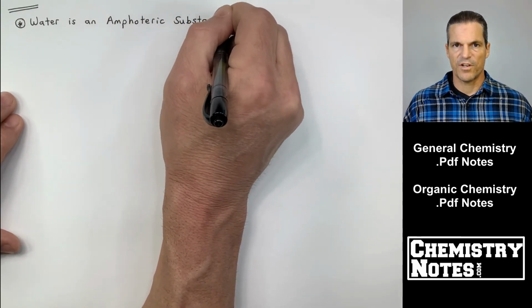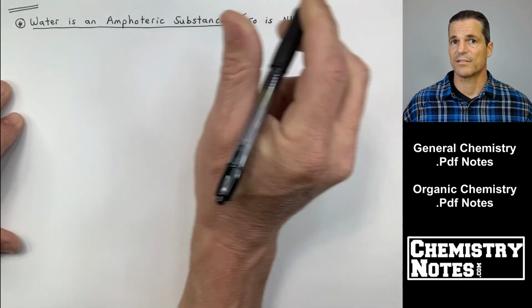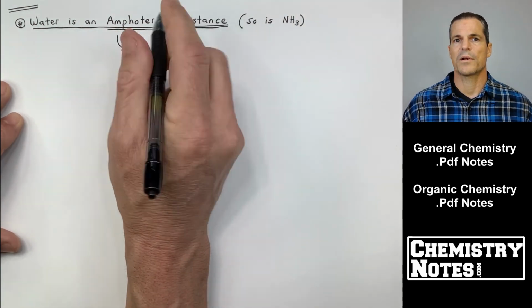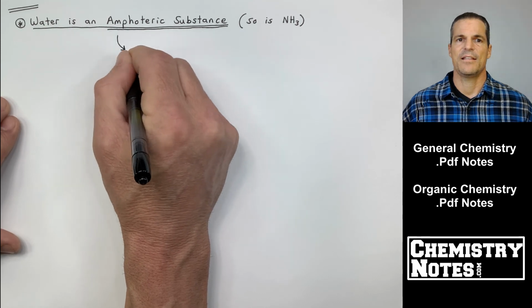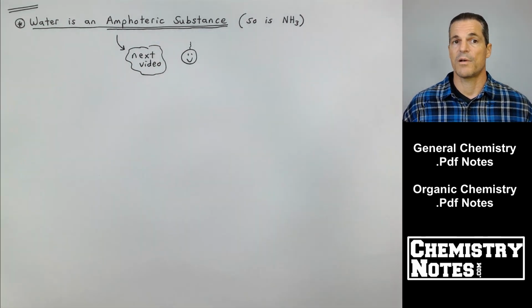All right, in the next video, we're going to talk a little bit more about water. So far, we've been using water as a base, right, when it reacts with HA. Water can also act as an acid, and it's said to be amphoteric. NH3 is also amphoteric, and we'll talk about these in the next video.